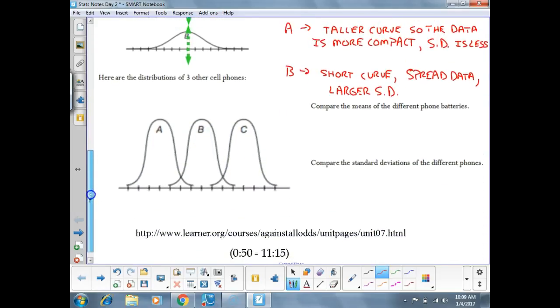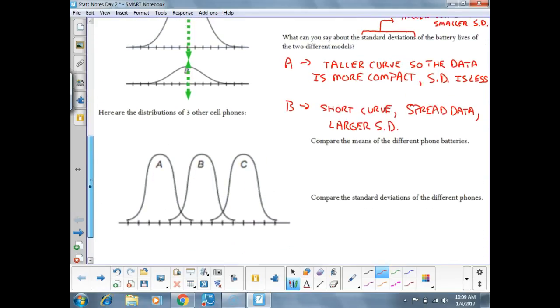With that in mind, I'm going to give you a minute to answer those 2 questions about 3 other cell phone companies, A, B, and C. So what can you tell me about the means of the 3 different batteries? They are not the same. They are different. So what can you tell me about them?